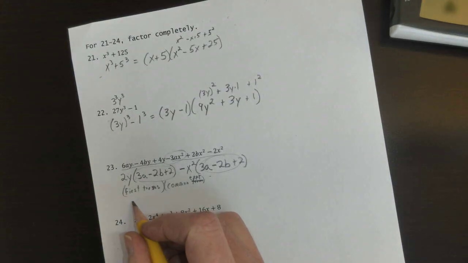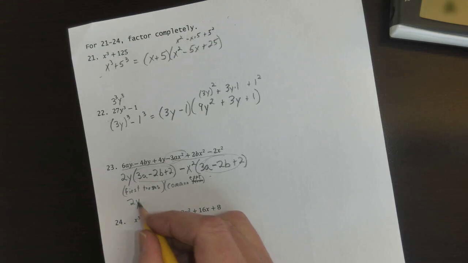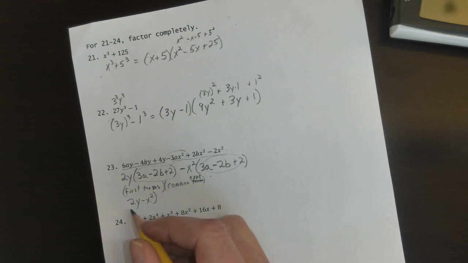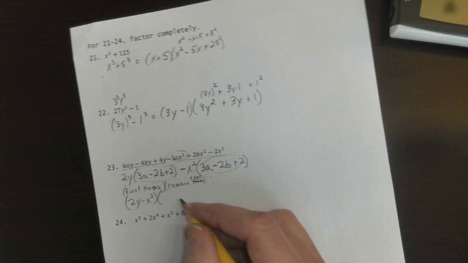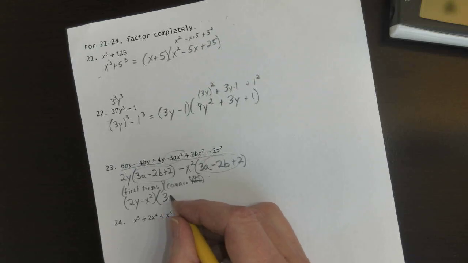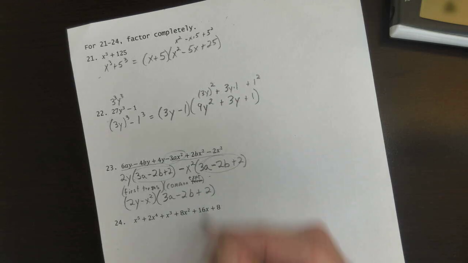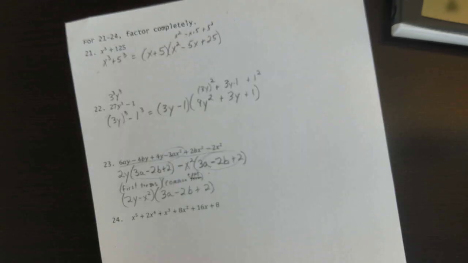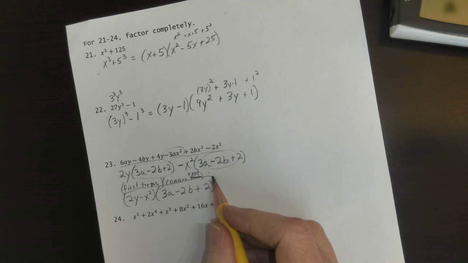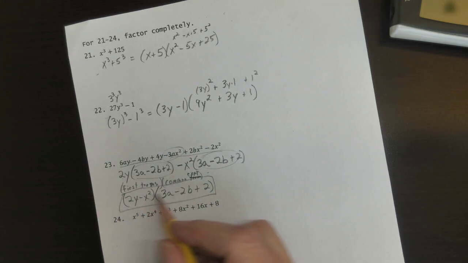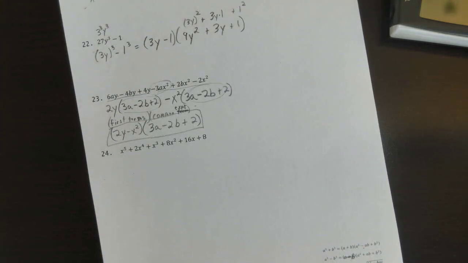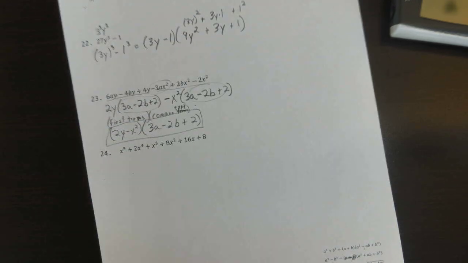Okay. Now, so let me put 2y minus x squared here. And let me put 3a minus 2b plus 2 here. And we've got it factored. And you'll be happy to know that that doesn't factor and that doesn't factor. So we'll just quit there.